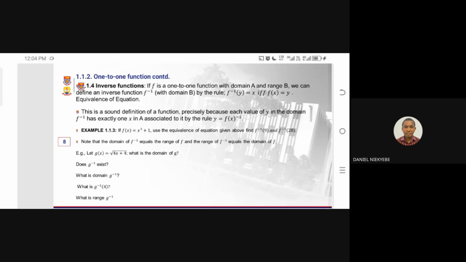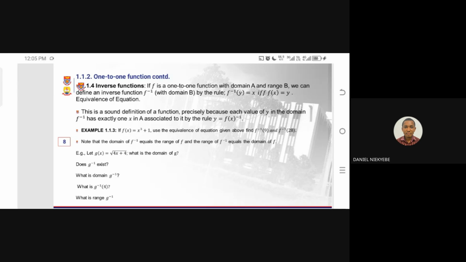So with the function g of x is equal to the root of 4x plus 4, the value that you substitute into x that will make the function undefined is not part of the domain. So the values that you insert into x that will make the function defined is the domain. Okay, that is good. So the set of elements or values which will make the function g of x defined.